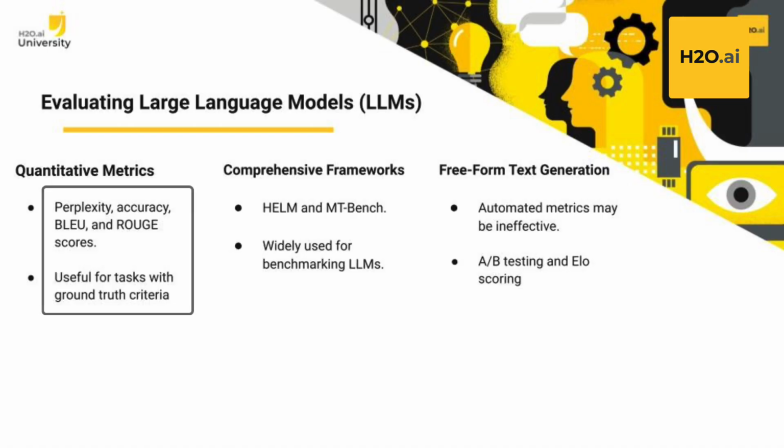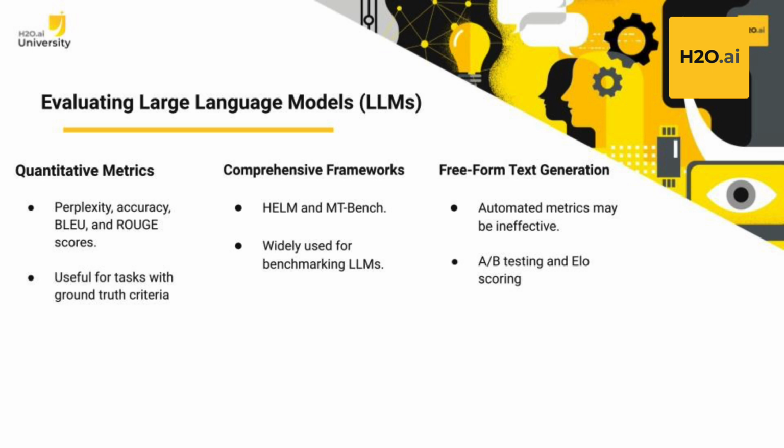Evaluating large language models involves a mix of methods to accurately measure performance. Automatic metrics like perplexity, accuracy, BLEU, and ROUGE scores provide a quantitative analysis useful in tasks with ground truth criteria like translation or question answering. Comprehensive frameworks such as HELM and MT-Bench are widely used for such benchmarking. When evaluating free-form text generation, where automated metrics may be ineffective or ill-specified, direct comparative measures like A/B testing and ELO scoring come into play.